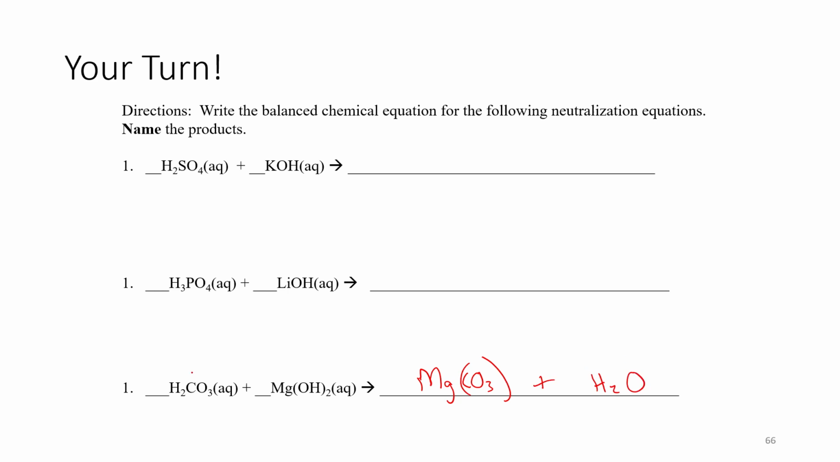We're going to skip the hydrogens for now. So we have one carbonate, one magnesium, one magnesium. We have two oxygen, but only one oxygen. So we're going to put the number 2 here. Now we have 1, 2, 3, 4 hydrogen, and we have 4 hydrogen, and this is balanced. MgCO3 is magnesium carbonate and dihydrogen monoxide.